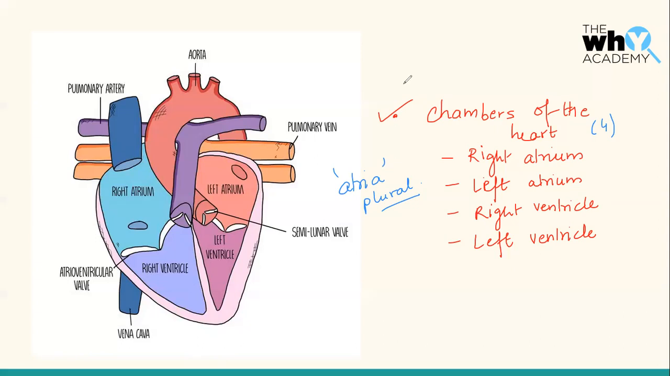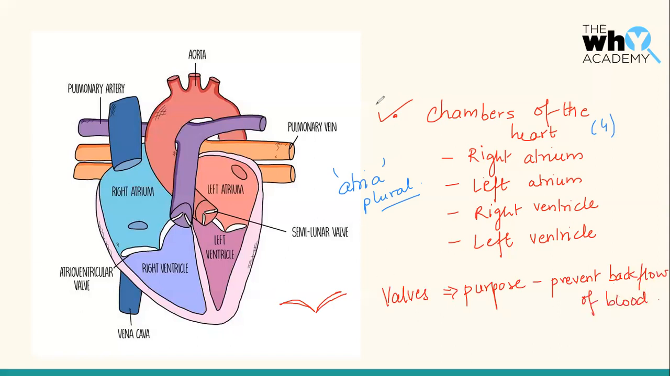Okay, next thing you need to know are what are valves. Again, as explained in the video, valves are basically these kind of structures. They look like this, and they are basically something like flaps. And what is their purpose? You need to know the purpose of valves. The purpose is to prevent backflow of blood. So what happens is when the blood is entering from the atria to the ventricle, or when it is being pumped out from the ventricle to either the lungs or to the other parts of the body, you do not want that blood to come back.